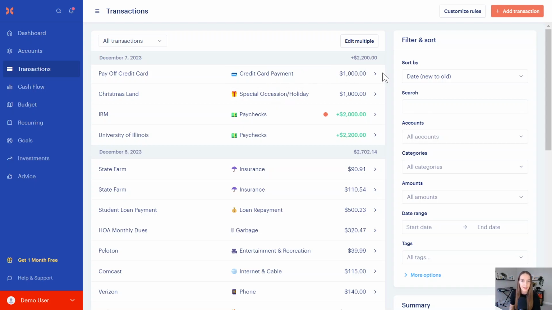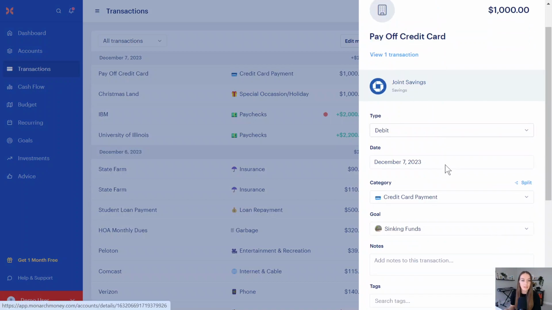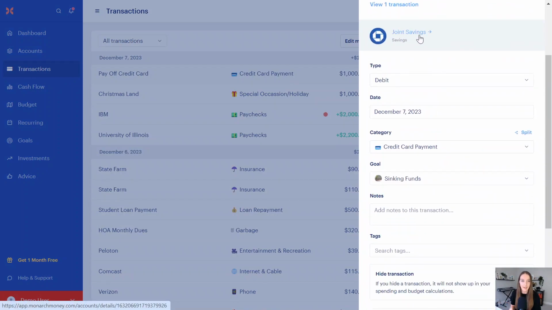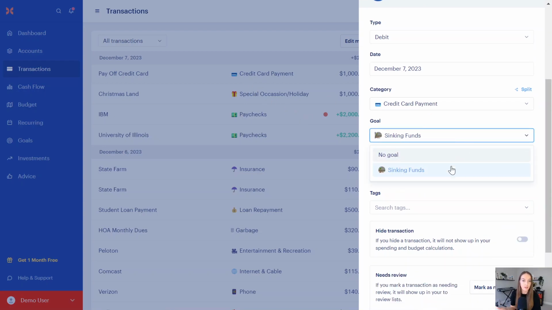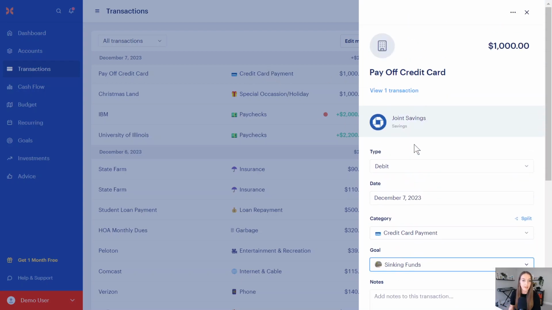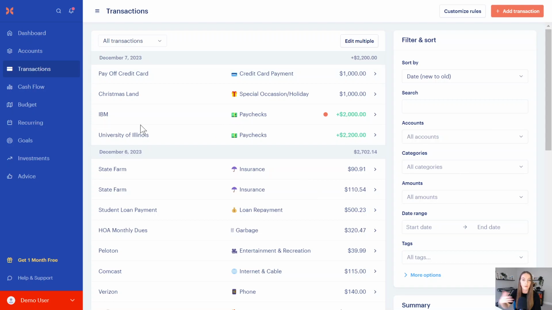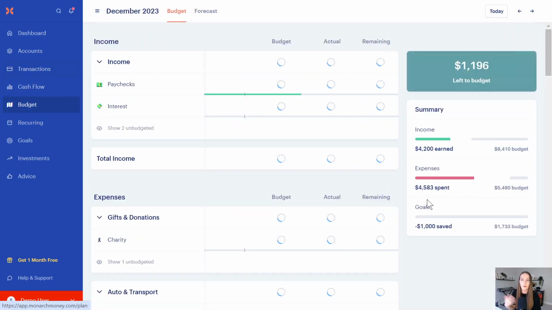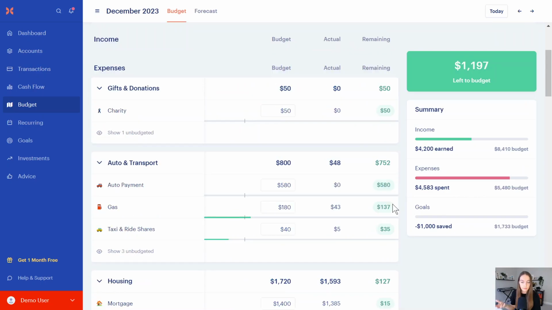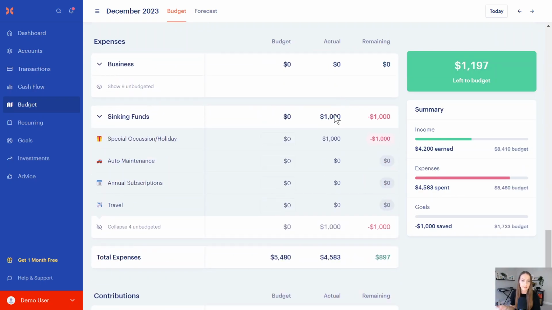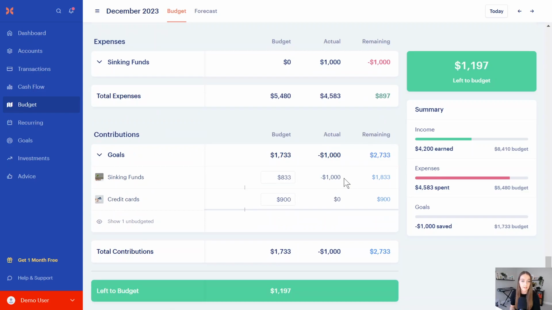And in Monarch, when you do this, when there's a withdrawal from a savings account that is attached to the goal of a sinking fund, you can attach that transaction to that goal as well. So in this case, I wanted that transfer money going out to say, oh, this is a withdrawal from my sinking fund. And so when we look at the budget, you're going to see that we had $1,000 expense that came out. We had $1,000 reduction in the sinking fund.